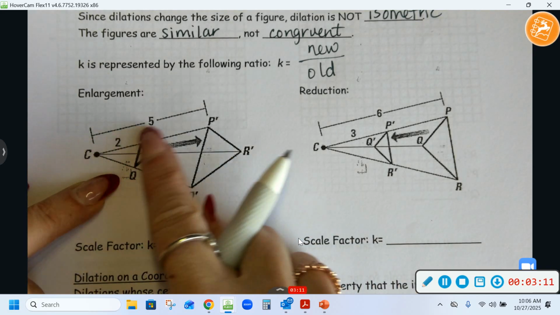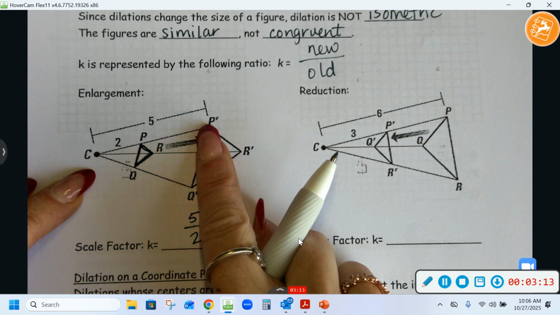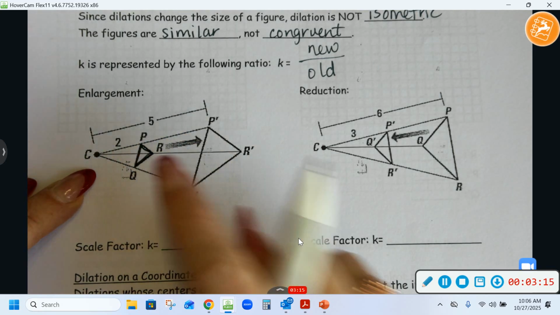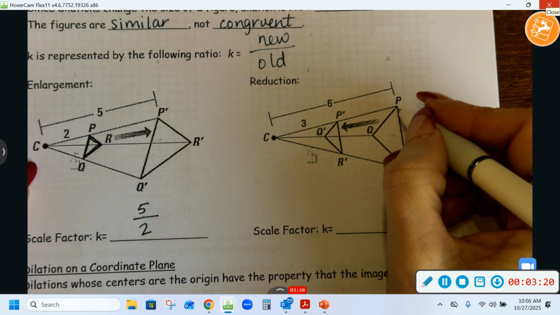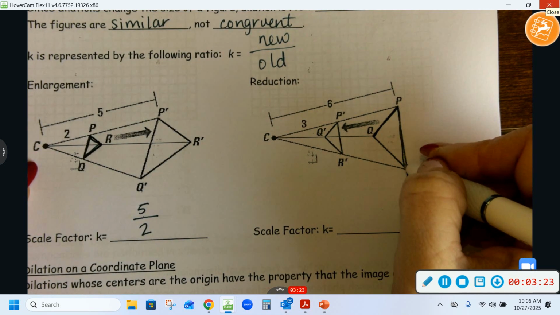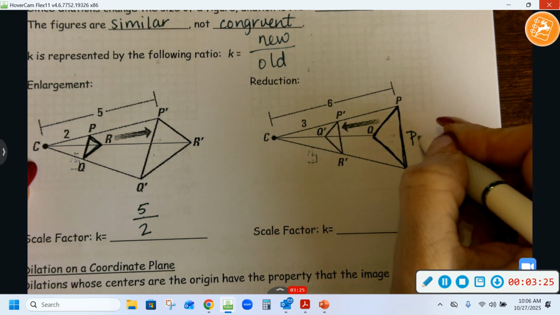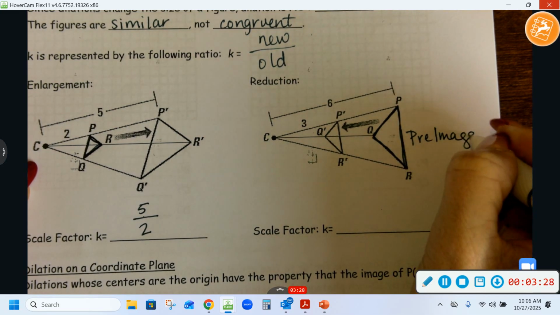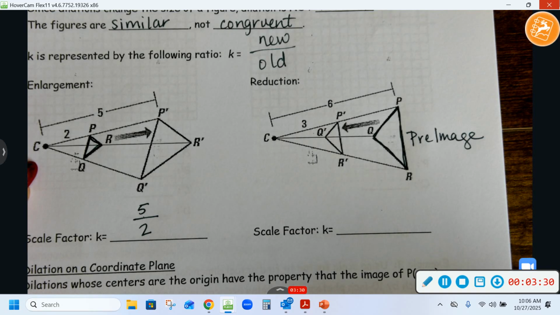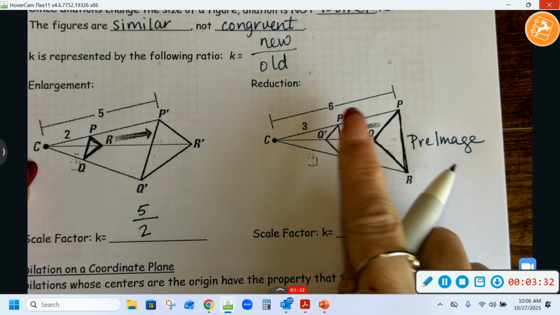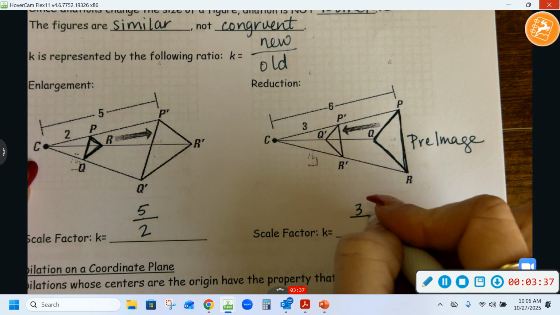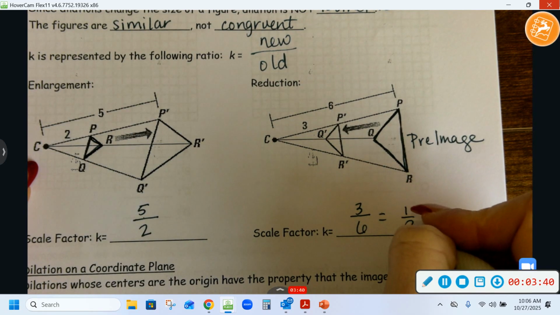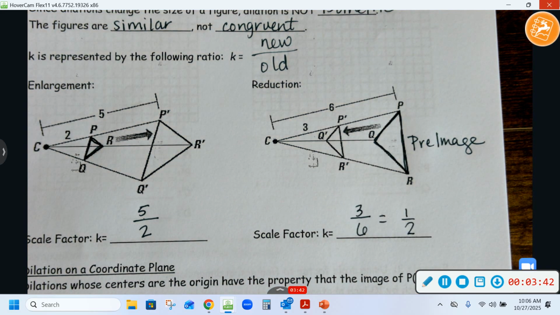Okay? So it was new over old, 5 over 2. All right, let's try the reduction. This one is my pre-image, so I'll write that just in case. And now let's do this. The new one, what number am I going to write on top? So what is K? 1/2. Thank you.